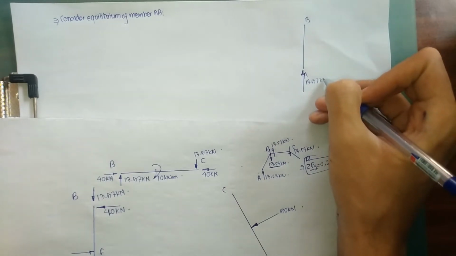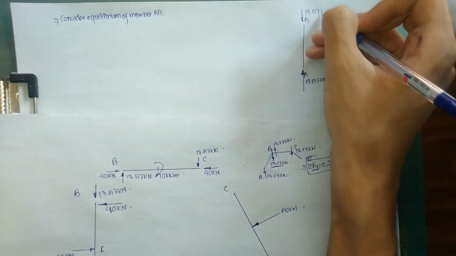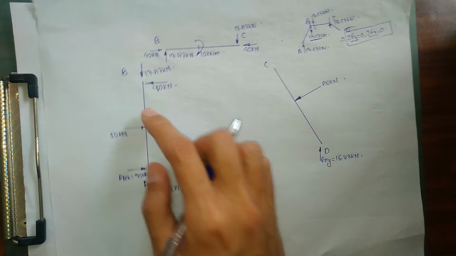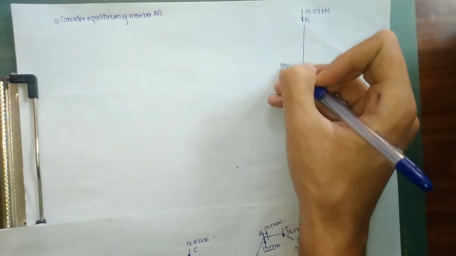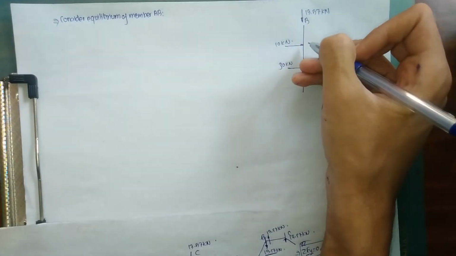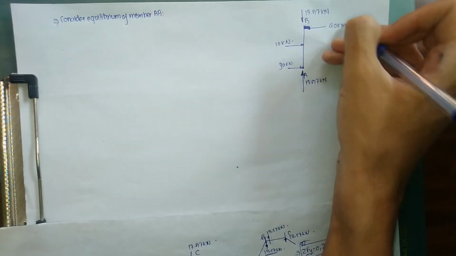In order to maintain equilibrium, a force of 13.5 kN must act downward, and there are forces of 30 kN and 10 kN, which make 40 kN. Sorry, it's 30 kN and this is 10 kN. And next, in order to maintain equilibrium, a force of 40 kN must act at joint B.